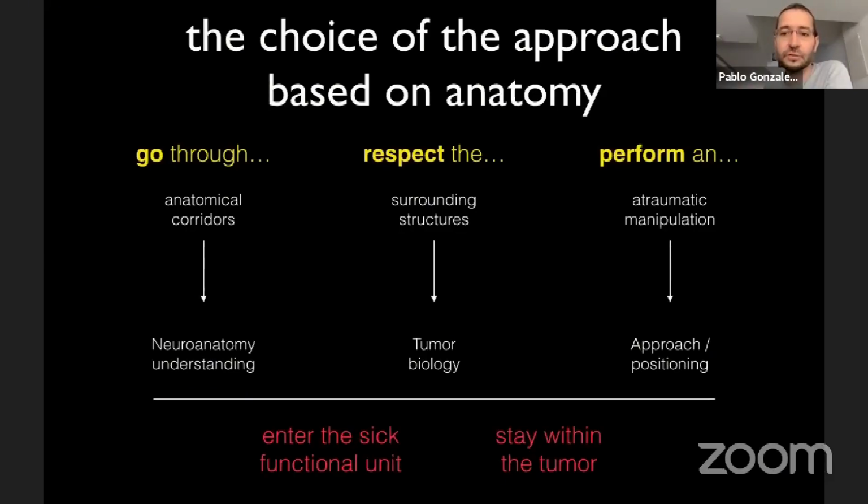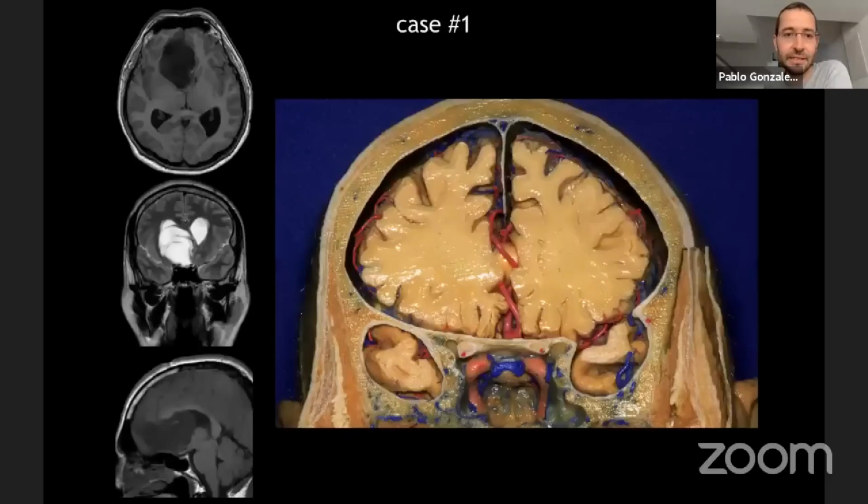But two very important rules, in my mind, to approach intrinsic brain tumors are to enter the tumor at its most cortical aspect, and always try to stay within the tumor. These are two concepts that I got from Professor Ture and Professor Yasargil during my stay in Istanbul. So let's go through some practical cases in order to highlight all these concepts.